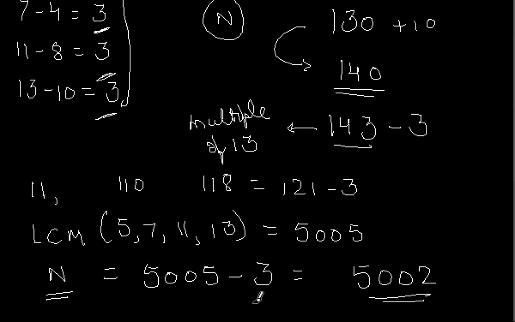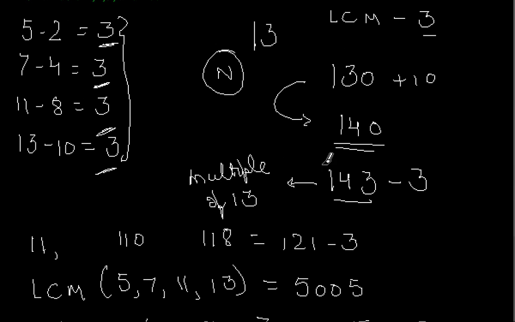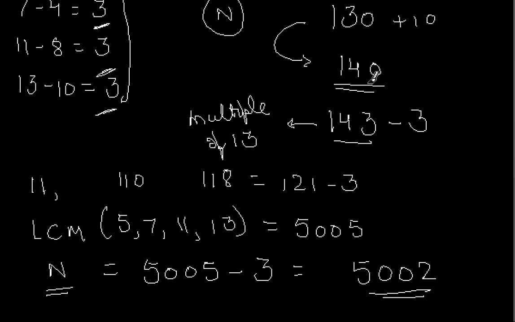Now we'll once again see why we did this. 5005 is a multiple of 5 clearly, because it is the LCM of 5, 7, 11, 13. Now if we subtract 3 from 5005, we get 5002, and if we divide 5002 by 5, we will get a remainder of 2, because 5 minus 3 is equal to 2. What we looked at for 13 is that we took 140, which is of this particular form, because 5005 is a multiple of 13. Now if we subtract 3 from 5005, we get a number of the type 140, which is 5002. This will give a remainder of 10 when divided by 13. So 5002 is the smallest number required.